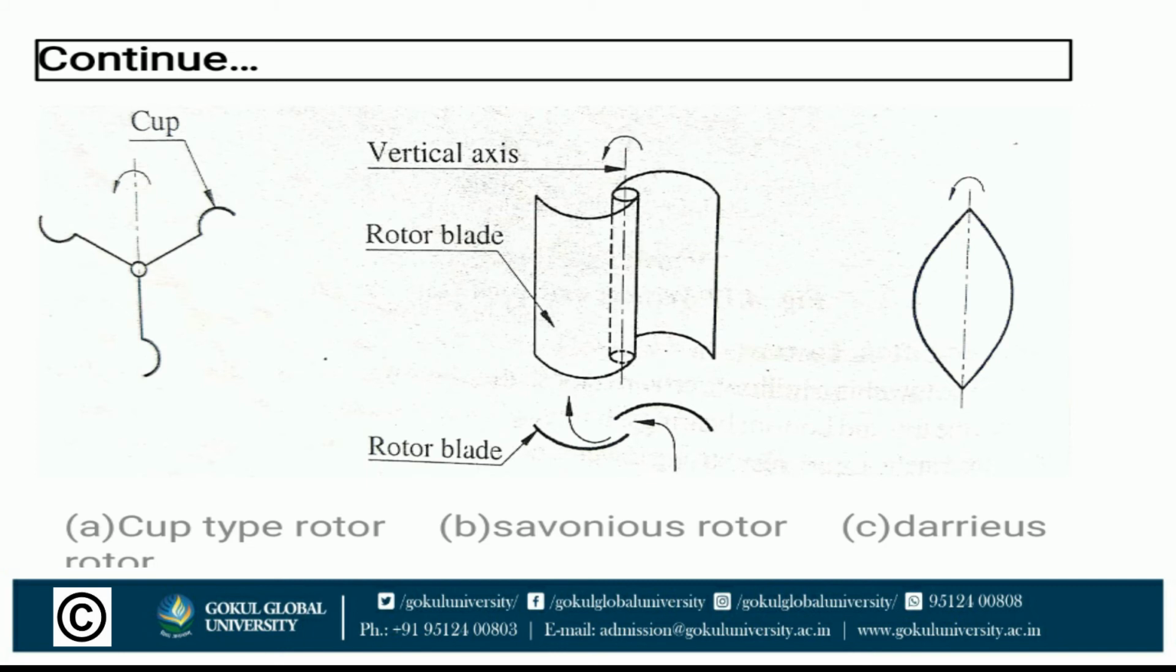Second one, Savonius rotor. This rotor consists of two half cylinder or elliptical blades arranged in an S shape. It is also known as an S rotor. The Savonius rotor works like a cup type rotor. The rotor works on drag force produced by the blades. It has high starting torque, low speed and low efficiency.